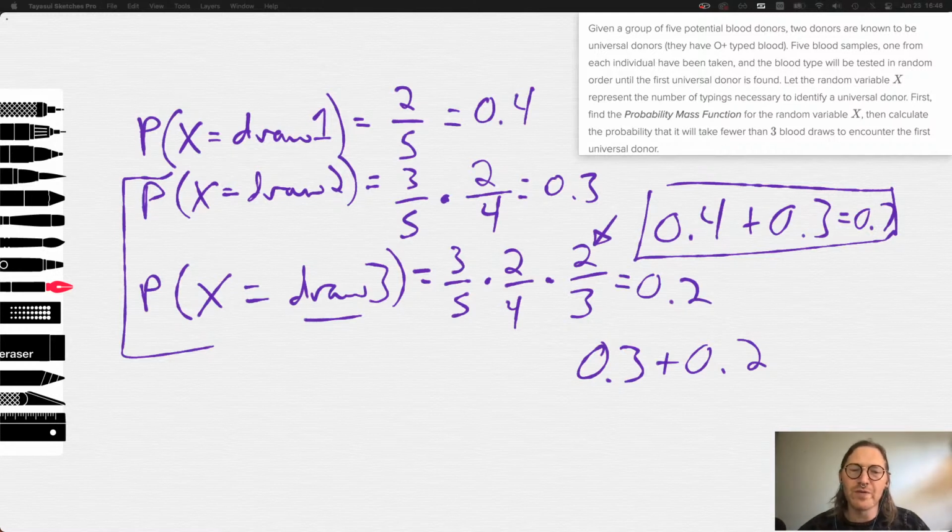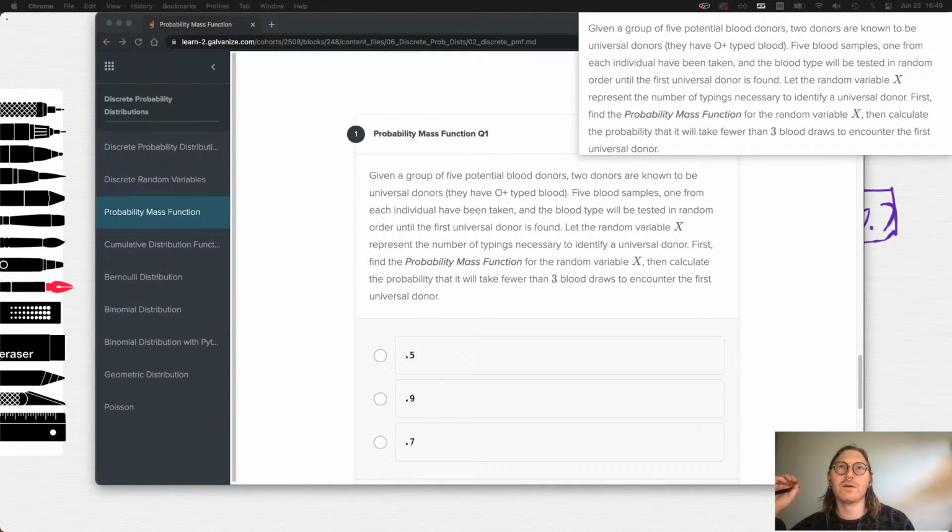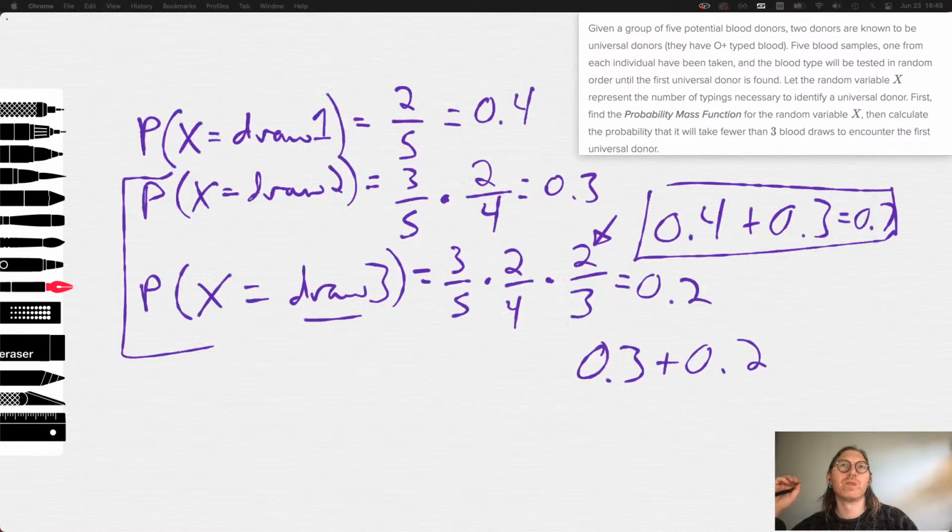Is there a way to write this PMF as a formula, or do you have to calculate each stop of the PMF manually? Well, what I see is this is formulaic in some way, and I'm trying to think of a good way to make this formula.